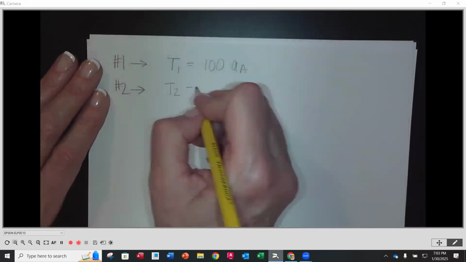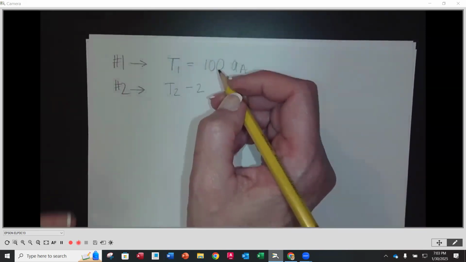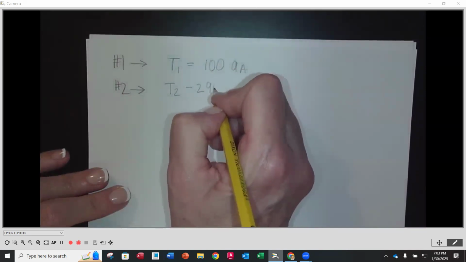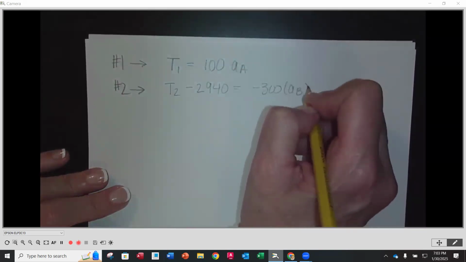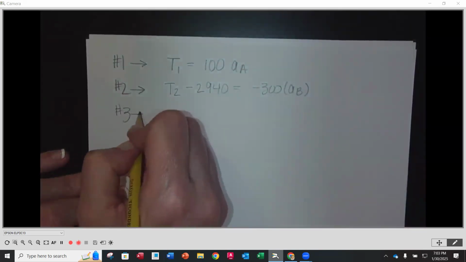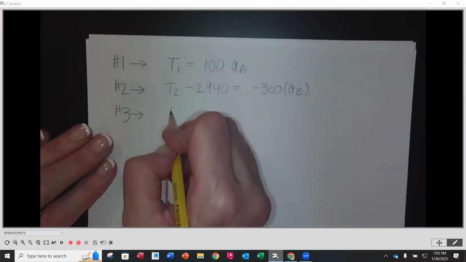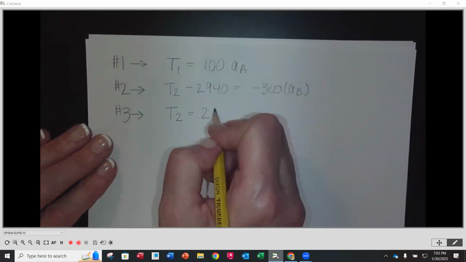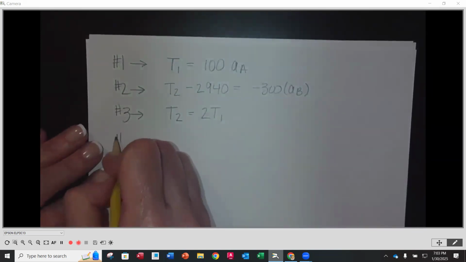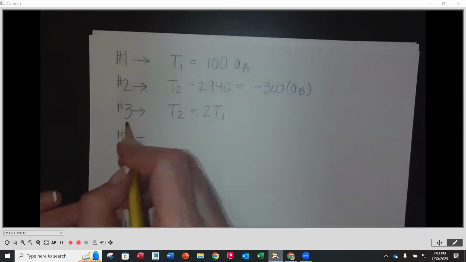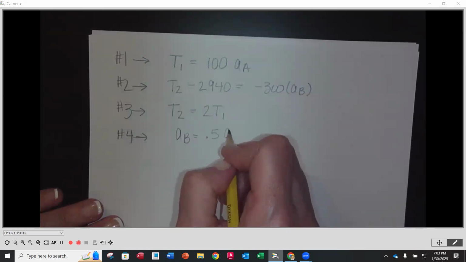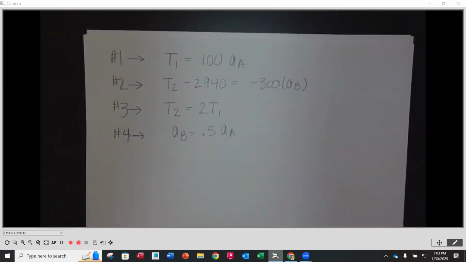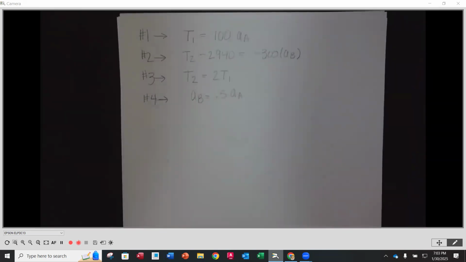I'm going to leave it in the same form. We could do T2 is equal to, but I'm just going to leave it as it is here: T2 minus 2940 is equal to negative 300 times the acceleration of B. Equation number 3 is from the pulleys: T2 is equal to 2 times T1. And the last equation, which was for the distances: the acceleration of B is equal to 0.5, or 1/2, the acceleration of A. Now we can do substitution to try to solve for things.